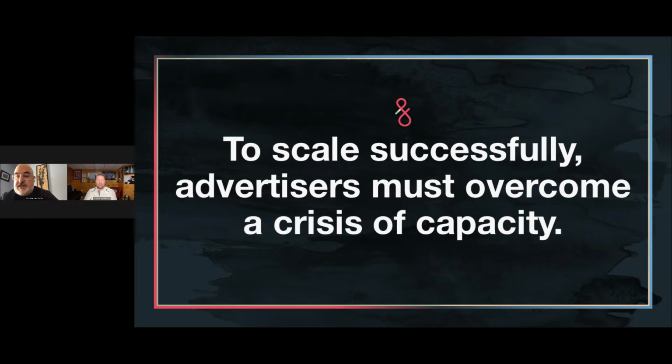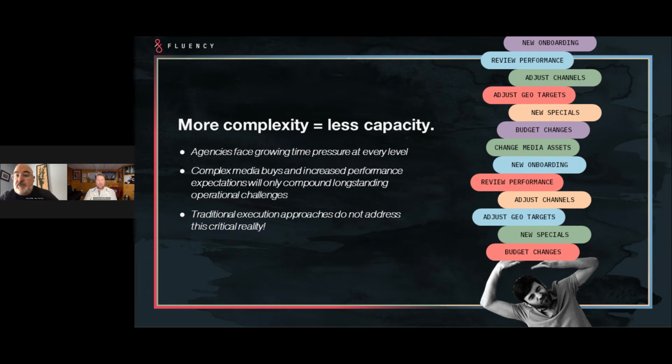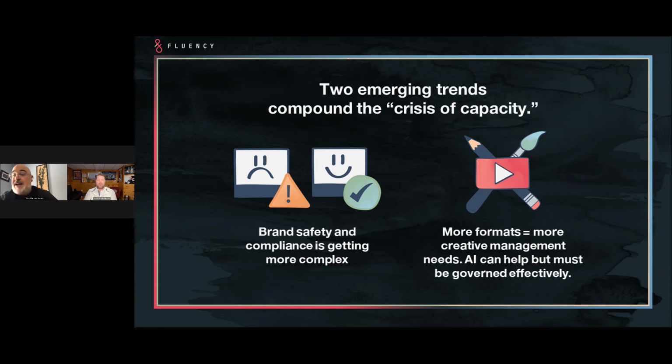But to overcome this crisis of capacity, we really need to look at the growing time pressures that are on top of the account managers inside of these agencies. Brands are expecting more complex media buys. That traditional execution approach really doesn't address that scale problem that Eric was addressing a little bit before. And for us, there's really two big emerging trends that we're looking at here in 2024.